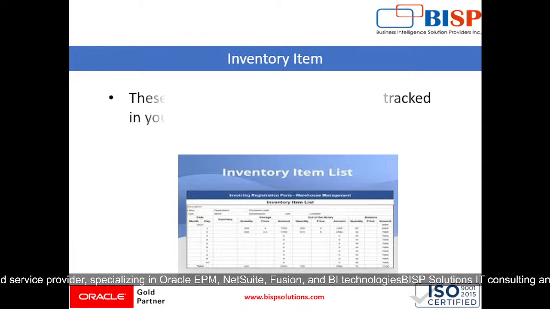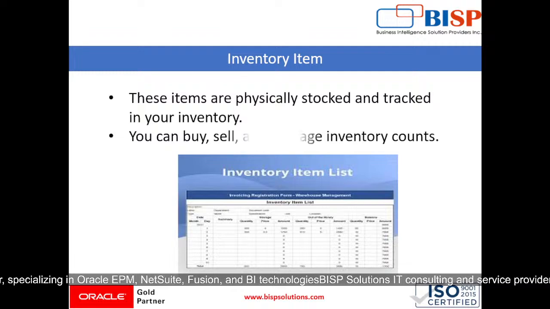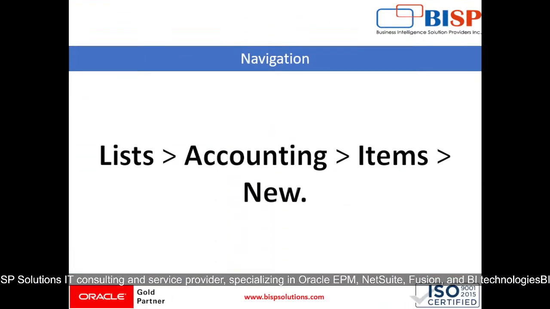Next comes our inventory item. These items are physically stocked and tracked in our inventory, and we can buy, sell, and manage inventory counts also. For example, finished goods like furniture, and raw materials like wood and screws. For that, navigation involves List, under List the Accounting option, under Accounting Items, and we can create a new item for the same.